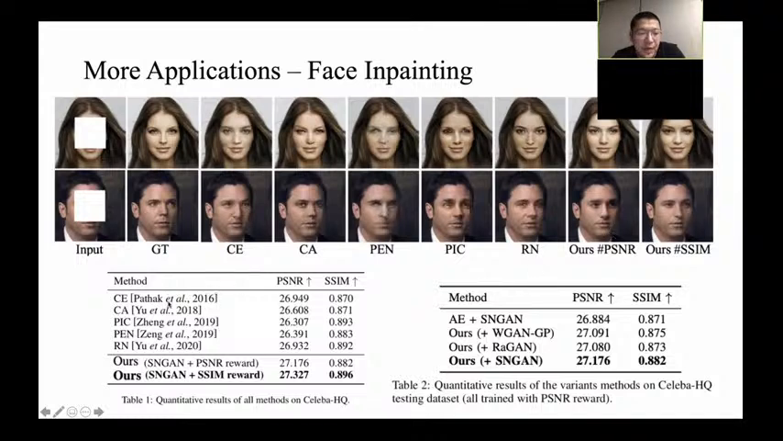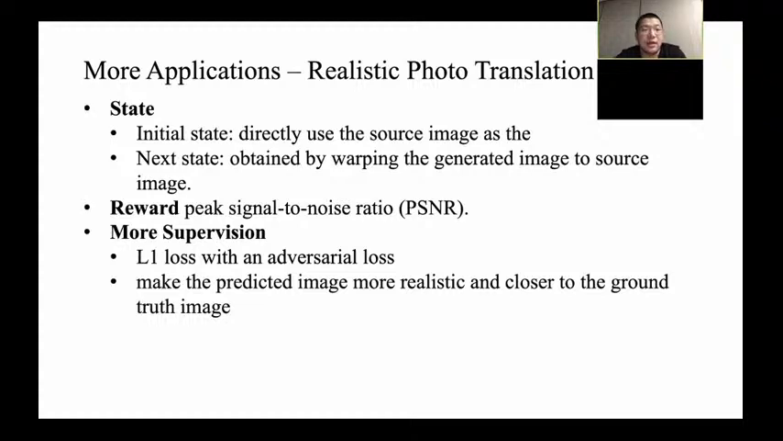And then we compare with a classic face inpainting method and a general inpainting method, and we can achieve better results. And this is an ablation study about the GAN. We try different GAN losses, and we can see that one GAN achieves better results, but this is only for this task. Maybe for other tasks, you can choose your own supervision method. And then let's see more applications.